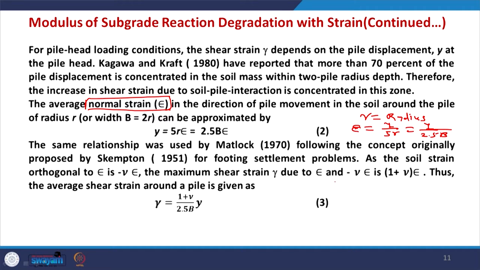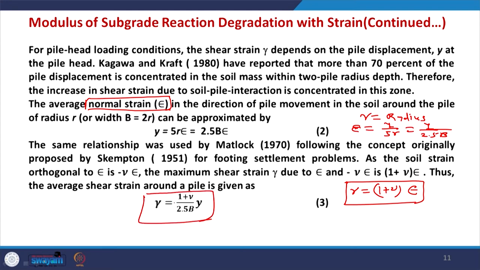What has been done in this case? The value of gamma, which is the shear strain, is simply 1 plus nu, where nu is Poisson's ratio, multiplied by the strain. Using this relationship and putting the value of normal strain from here, you get equation number 3. So what does equation 3 give you? The value of shear strain if you know the deflection.